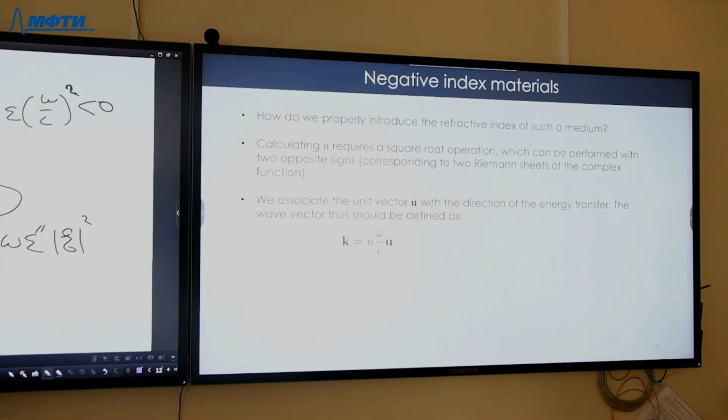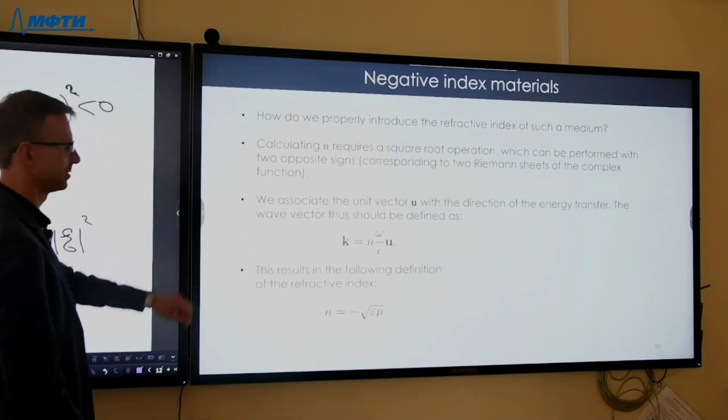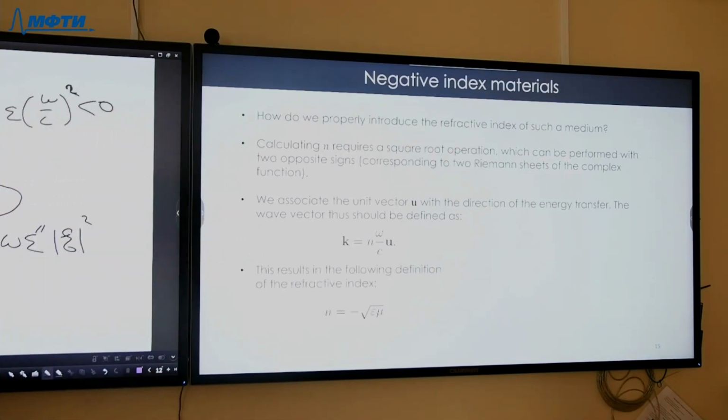And now we know that the phase velocity and the energy propagation of the wave in a double negative medium are anti-parallel. It means that n should be negative. So we should define n as minus square root of epsilon and mu, which you should use whenever you have a medium with real valued but negative epsilon and mu.